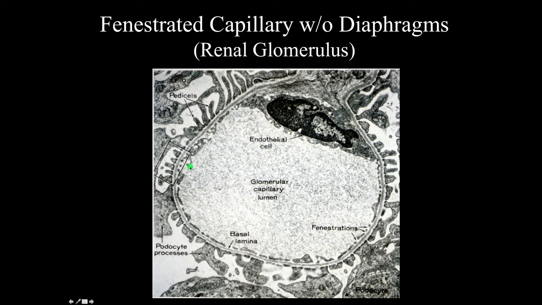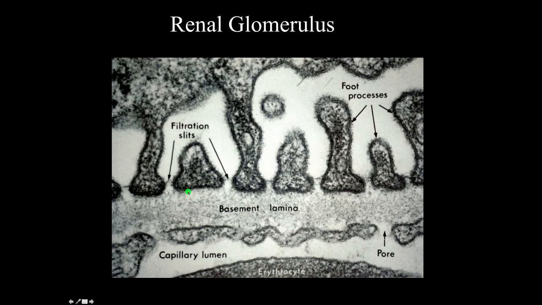This is a very low power view of the renal glomerulus. Here you can see these fenestra in the endothelial cells, but you don't see diaphragms between them. Here's a higher power view, the capillary lumen, the fenestra between profiles of pieces of the endothelial cells, no diaphragms between them, a relatively large basal lamina. We will talk about the glomerular capillary network in much greater detail in later podcasts.